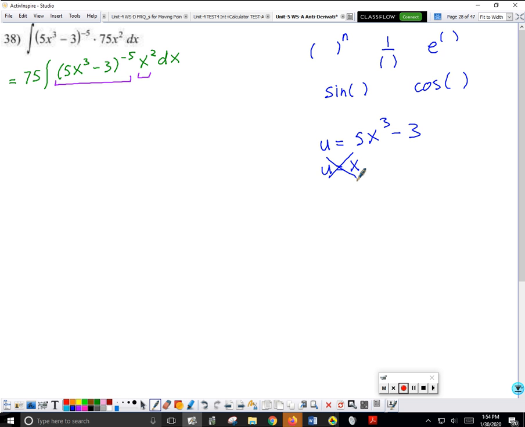Next step. We make our substitution. So on the next line we write, this is the same as 75 antiderivative u to the negative 5 power multiplied by x squared multiplied by dx. Keep in mind, this is where we are solving the problem. This is where we are figuring out what we are going to use as substitutes.